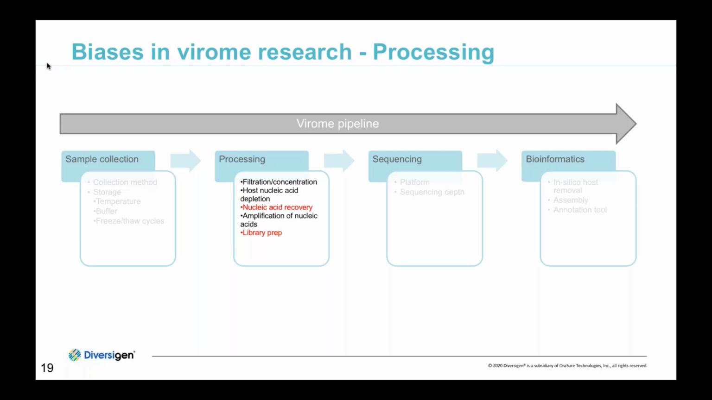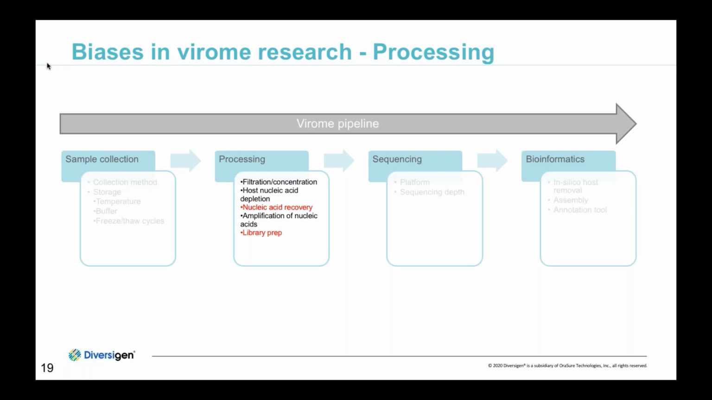Nucleic acid extraction methods also can affect virome results. There are a number of different methods and a number of different kits out there for viral nucleic acid extraction that each scientist will need to test. I'm going to be showing you a couple of examples of the effect of certain nucleic acid extraction kits using ATCC's virome communities.